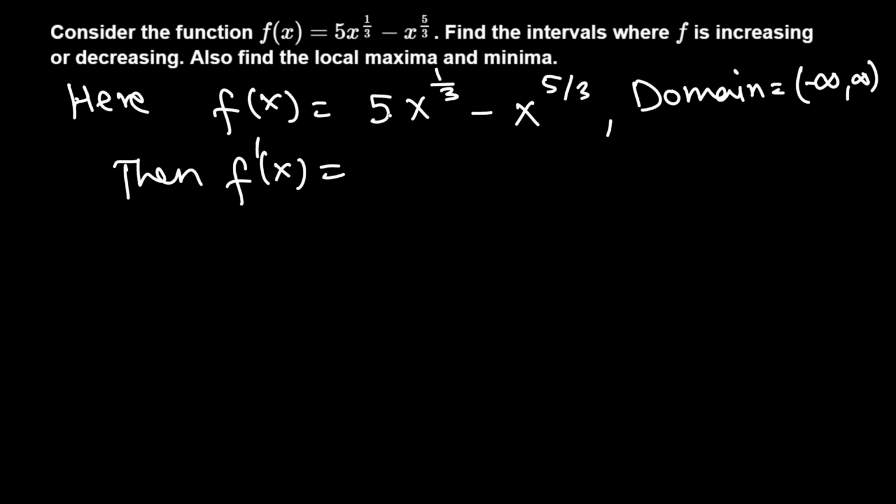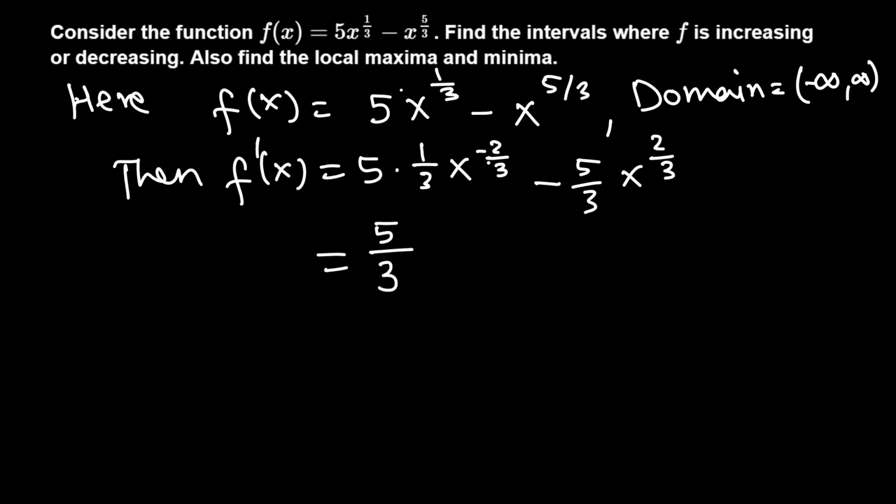So power rule. So 5x^(1/3) means (1/3)x^(1/3 minus 1), negative 2/3, minus (5/3)x^(5/3 minus 1), 2/3. So let me simplify this. This is 5/3. Oh, that's a negative exponent, so let's put that on the bottom. x raised to 2/3. Okay, minus this is 5/3, it's positive x to the 2/3. That's on the top. I mean, when I write in this way, this is on the top.